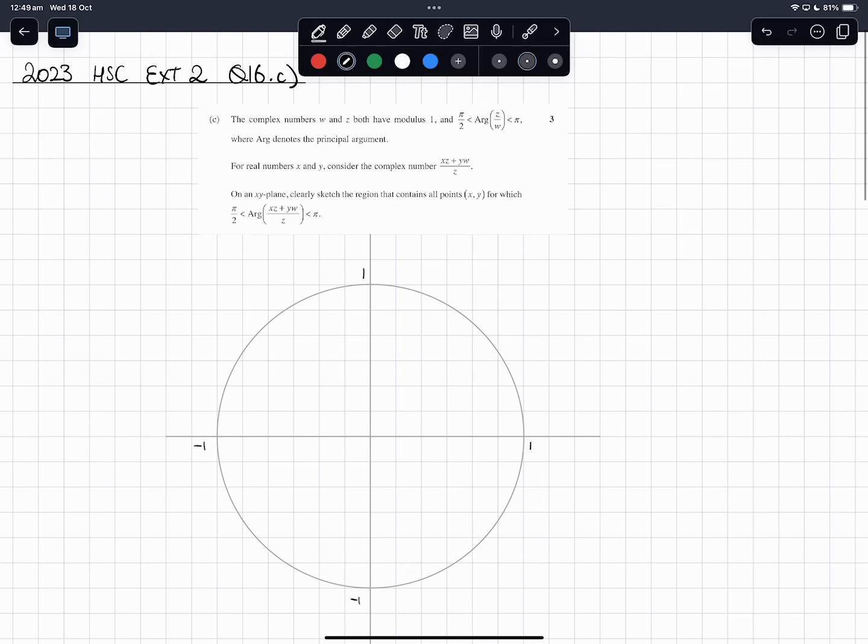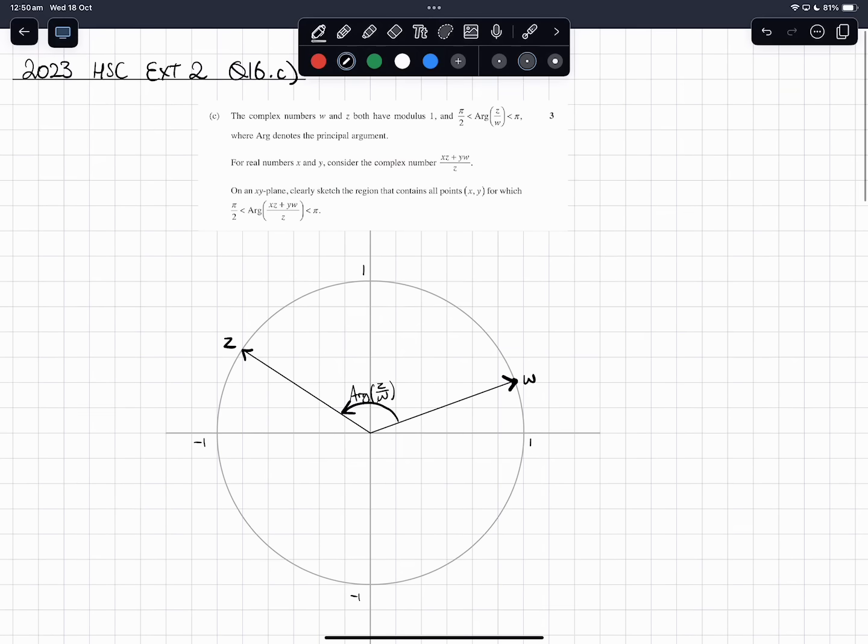Okay, so we have this question where we have complex numbers w and z that lie on the unit circle, that's modulus 1. And they are separated by an obtuse angle. That's what this part means. So I can just plonk down z somewhere over here, let's say, and make sure that w is more than pi on 2 apart from z. And it's just an obtuse angle away. So this angle here is going to be arg of z over w.